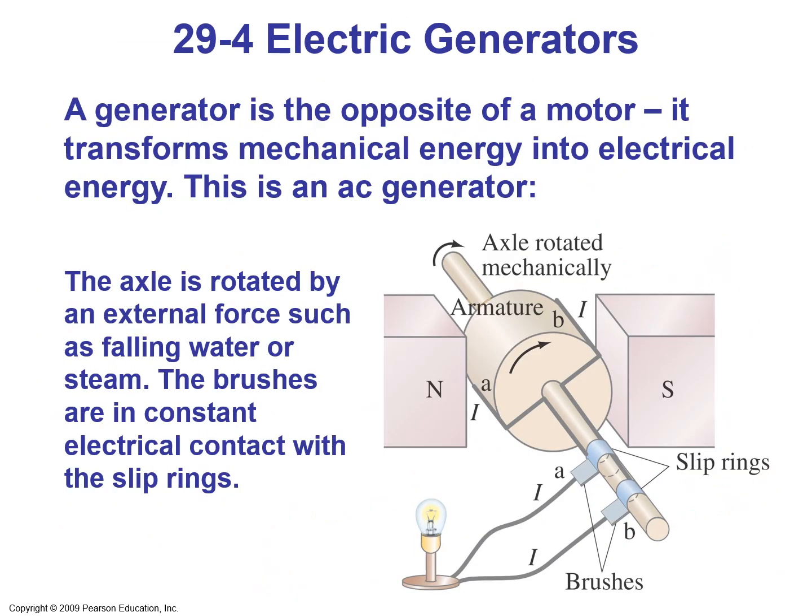Section 4. Electric generators. A generator is the opposite of a motor. It transforms mechanical energy into electrical energy. This is an AC generator depicted here. The axle is rotated by an external force such as falling water or steam. The brushes are in constant electrical contact with the slip rings.